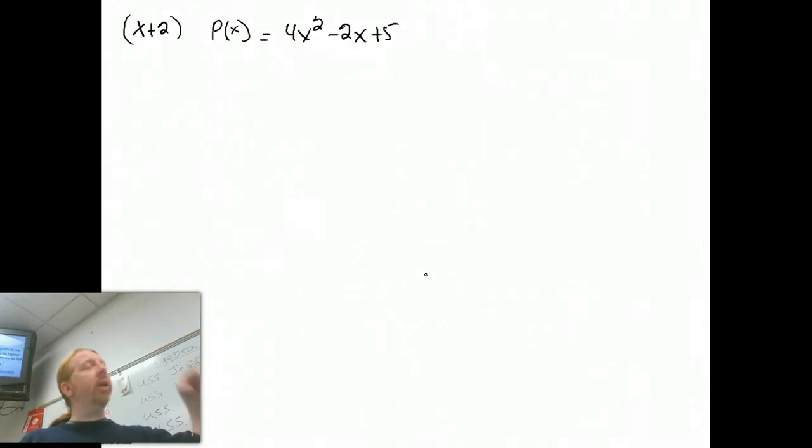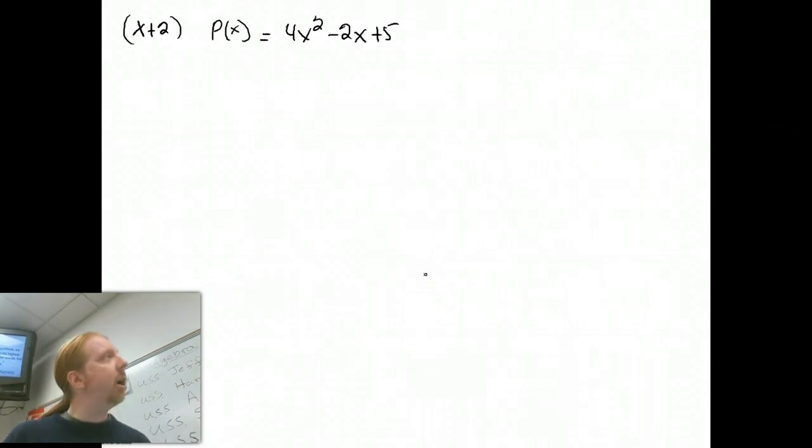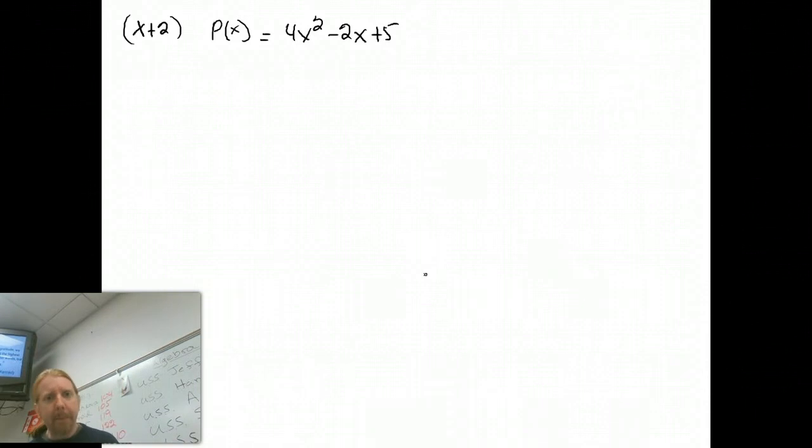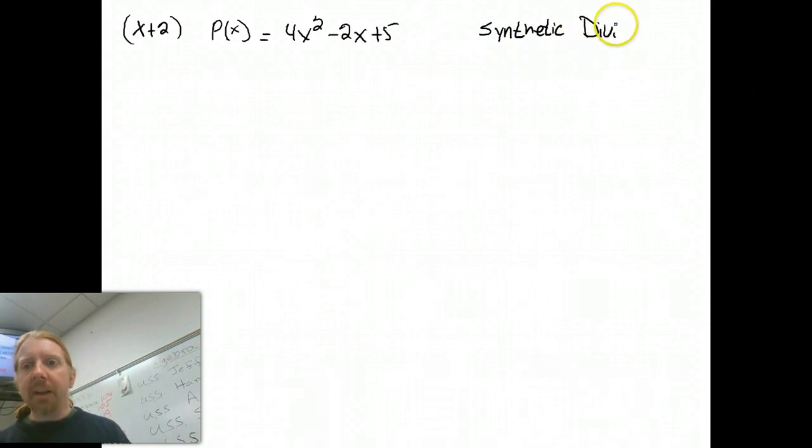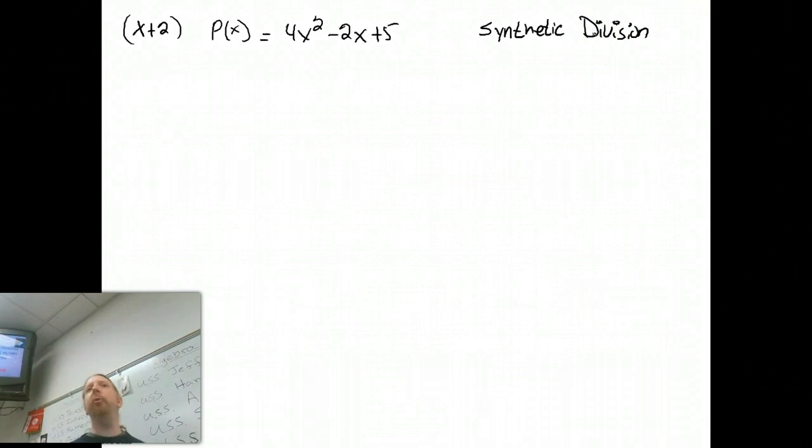So for this one, again, we're looking to see, is x plus 2 a factor of 4x squared minus 2x plus 5? And again, we want to focus on using synthetic division. And I know it's still kind of out there for a few people. We'll get you caught up. But because there's so much dividing of binomials that goes into algebra and pre-calc, it really does speed the process up to use this algorithm.